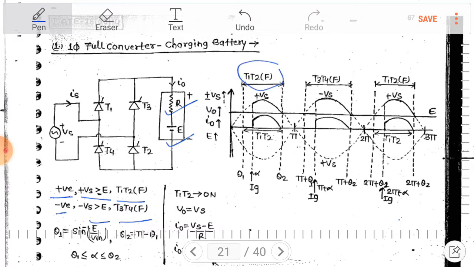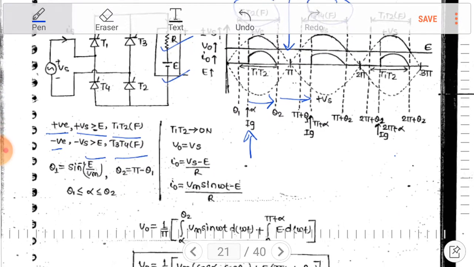Forward biasing doesn't mean that T1 T2 are turned on. T1 T2 will be turning on only when a gate pulse is provided. So here from alpha to theta 2, T1 T2 are conducting, and then no thyristor is turned on. When no switch is conducting, in that period V output equals the load voltage, that is constant E. V output equals plus Vs when T1 T2 are forward biased and conducting, and V output equals minus Vs when T3 T4 are forward biased and conducting. So this is the waveform and circuit diagram.